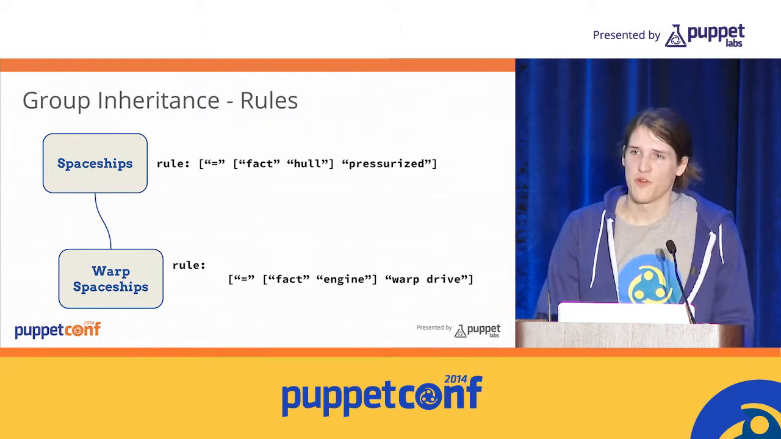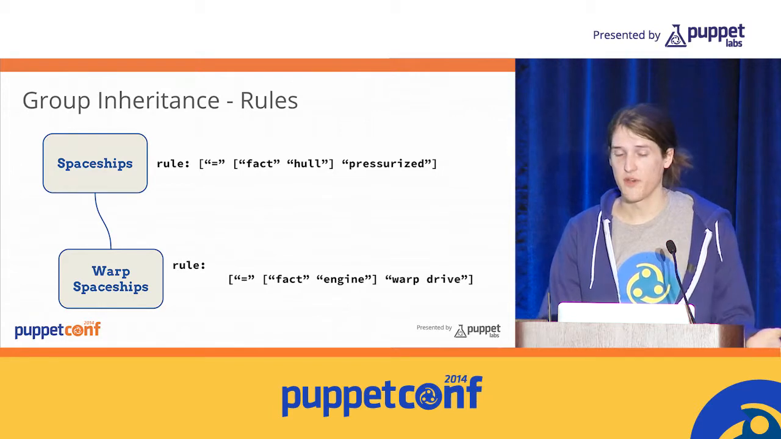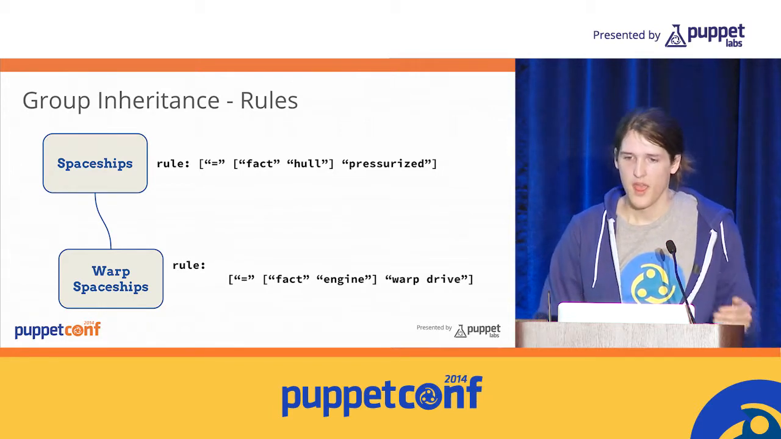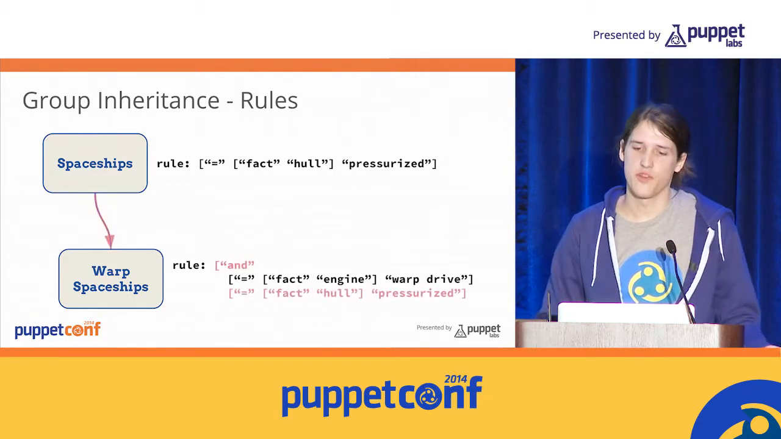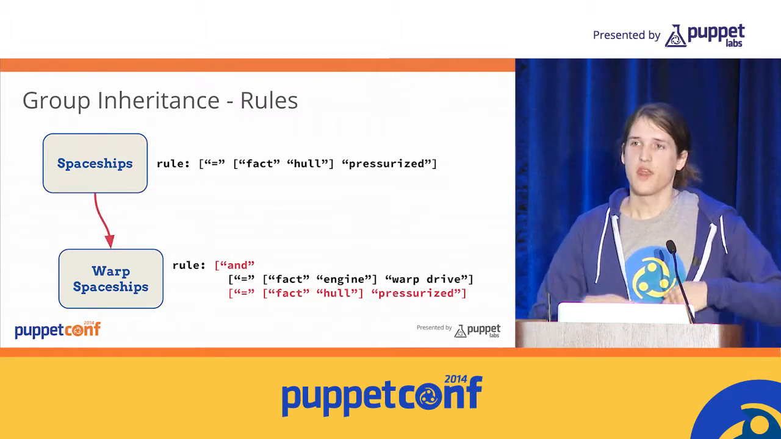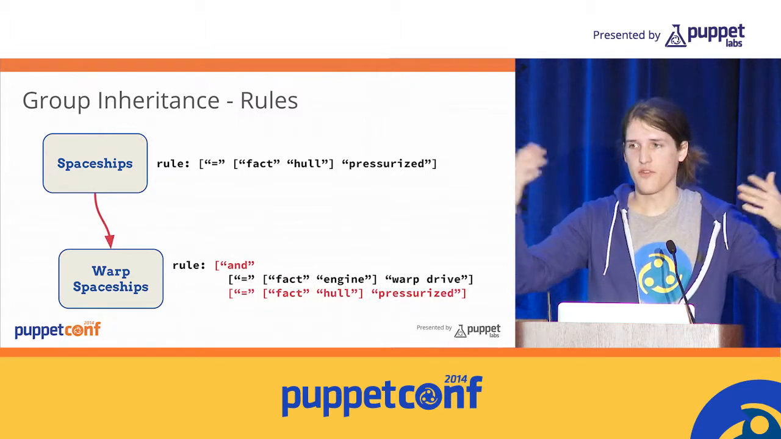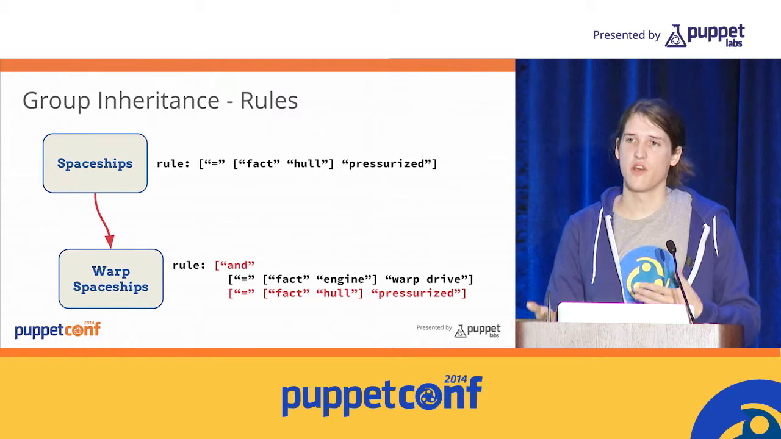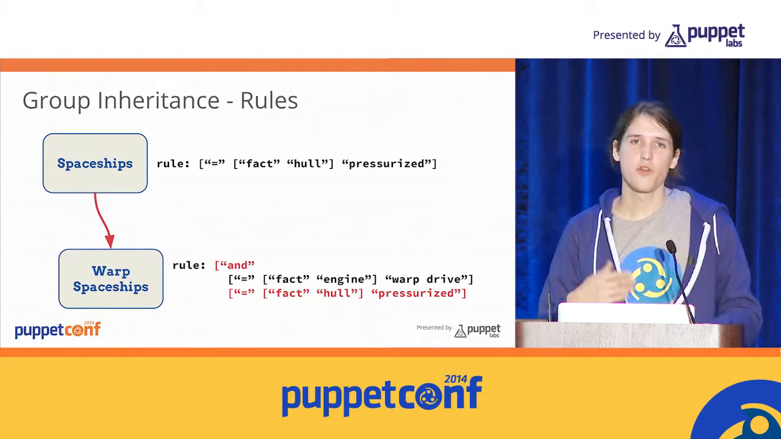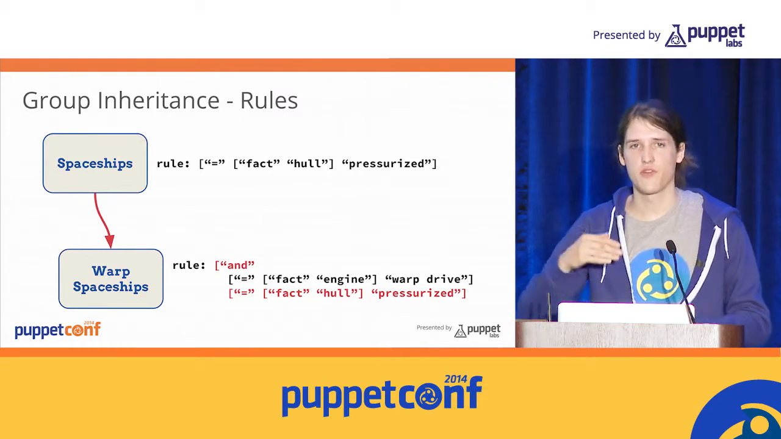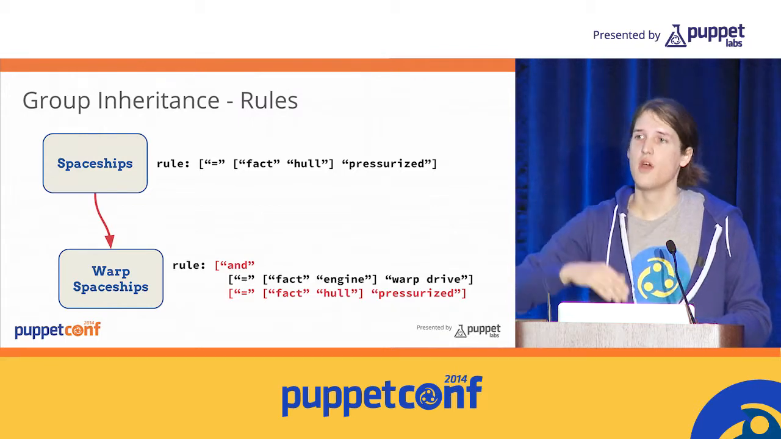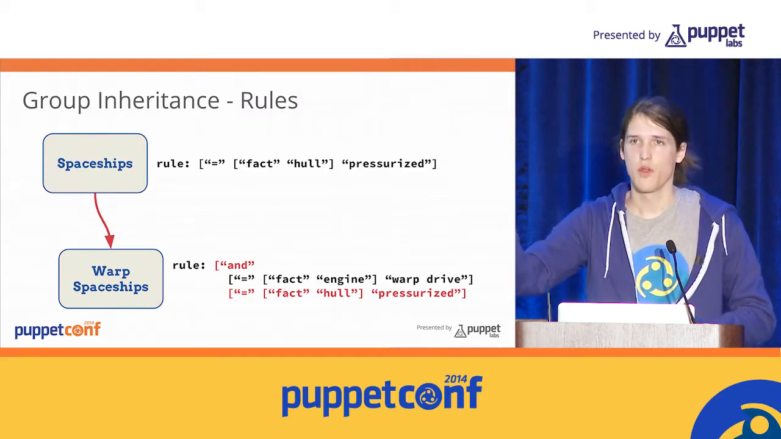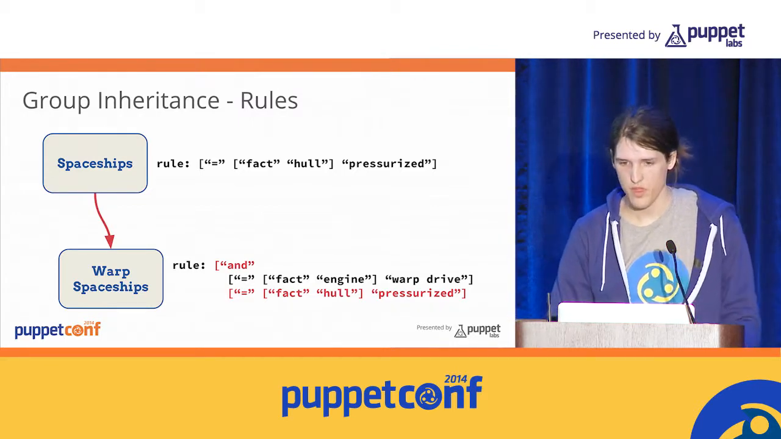This doesn't have a pressure hull, but it has a warp engine. Is it going to get put in the warp spaceships group? And the inheritance of rules ensures that it won't. When we inherit our ancestors' rules, we put all of them in a conjunction with our own rule. So in order to match the group, you have to match all of the ancestors of that group up to the root group, which matches everything.